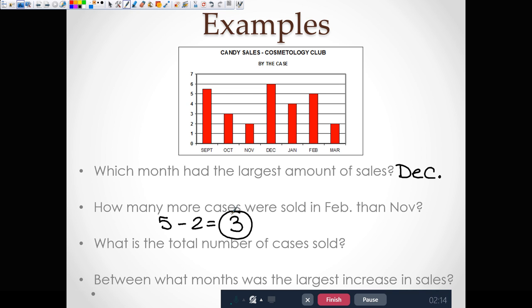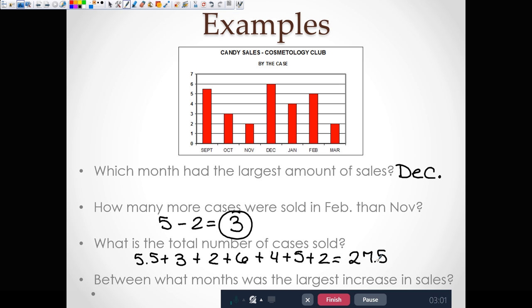All right. Now it says, what is the total number of cases sold? Okay, so we can just put the total amounts above, or you can just write them out. So our first one is 5.5, so I have 5.5 plus 3 plus 2 plus 6 plus 4 plus 5 plus 2. And what was our total amount of cases that were sold? 27.5.